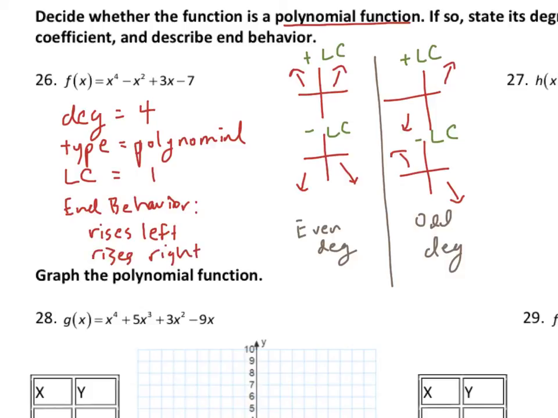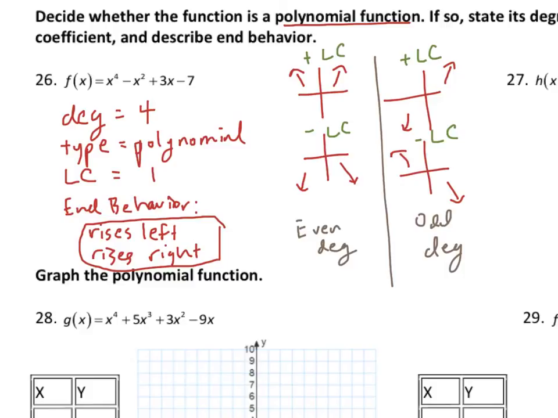And if that's confusing to you, practice a little bit, okay? End behavior is one of those things. I mean, for a polynomial function, there are only four things that can happen. So you have a 25% chance of guessing correct. The idea, though, is if you know that the degree is even and you know the leading coefficient is positive, you don't have to guess. You know it's going to rise left, rise right.